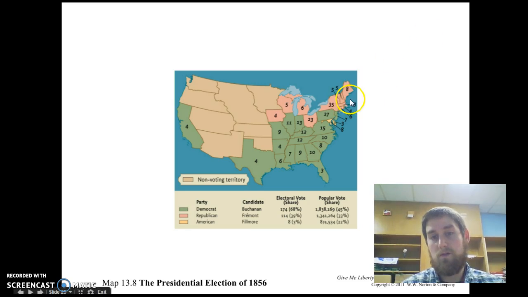But what you start to see is that it splits the Union. And you'll recall that these northern states tend to be more abolitionist. And as we move, the abolitionist movement will move further south into these states.